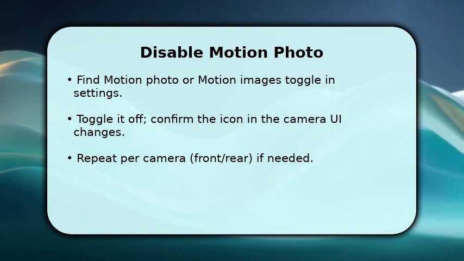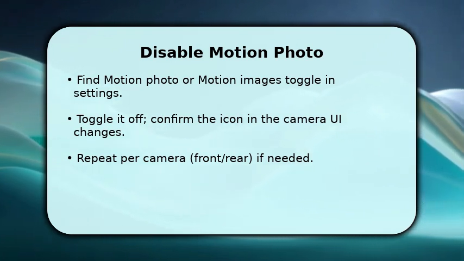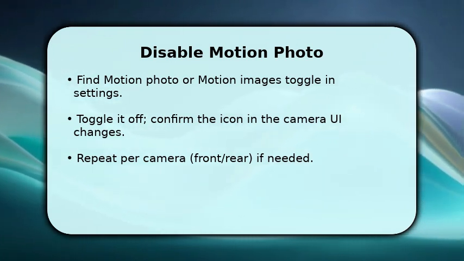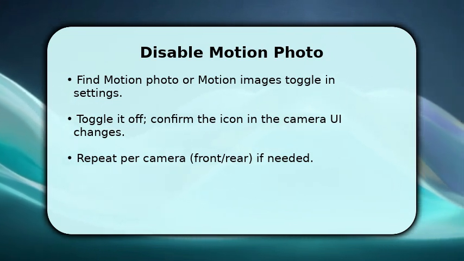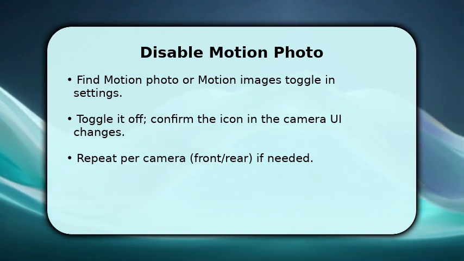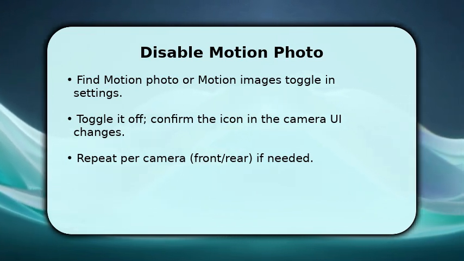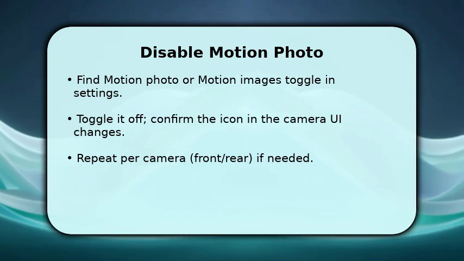Toggle the switch off. You'll see the small motion icon disappear from the live camera UI, which confirms it's disabled. If your phone separates front and rear settings, switch cameras and repeat. Turning it off saves storage and prevents animated frames from being created when you press the shutter.